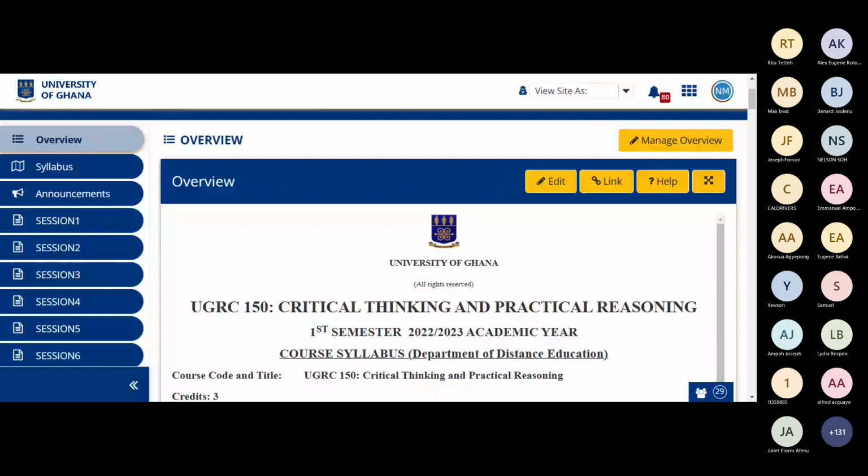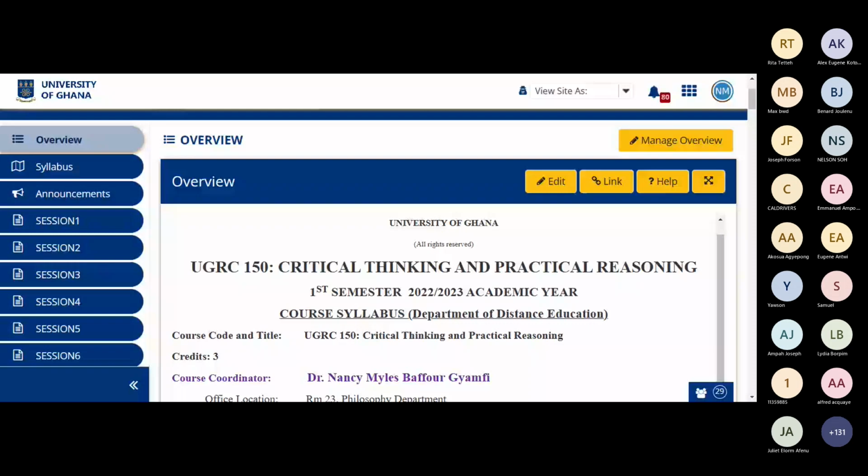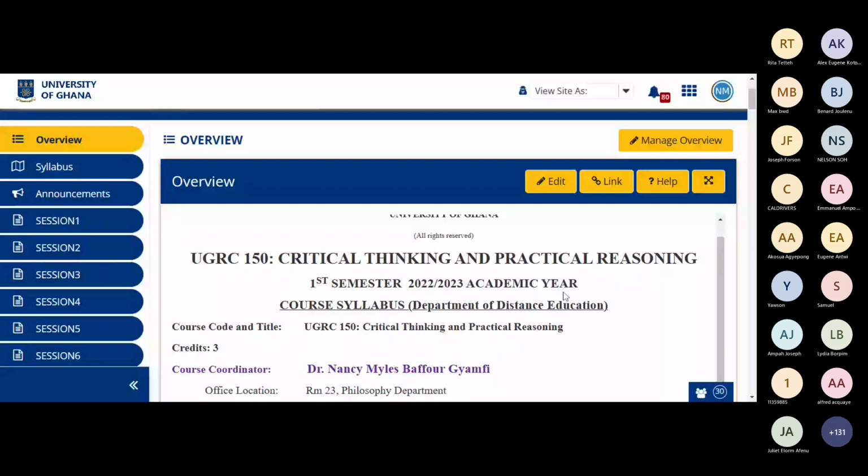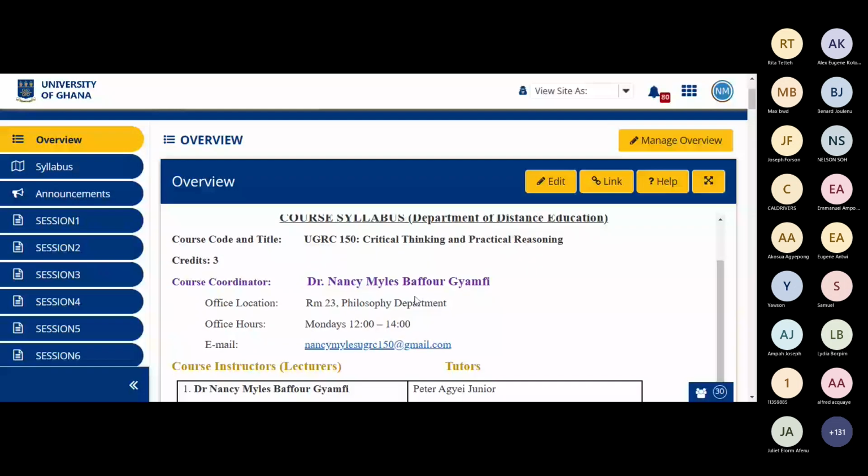The course is in the University of Ghana, UGRC150. All those details are there. First semester of 2020-2023. I'm taking you now through the course outline. That's what I'm doing. Everything that, God willing, we will do from start to finish. Okay. It's Department of Distance Education. The person you are speaking to now is the one whose detail is up here, Dr. Nancy Miles Bapo. My office is in the Philosophy Department of Main Campus, room 23.